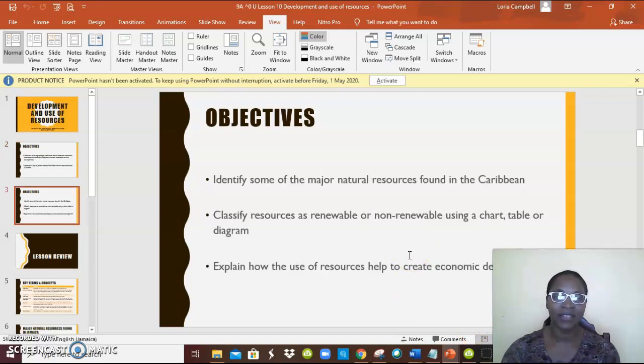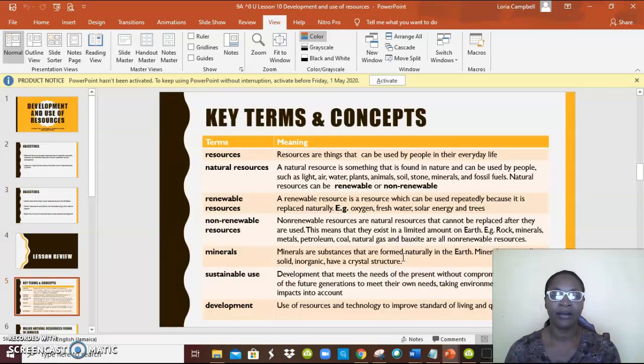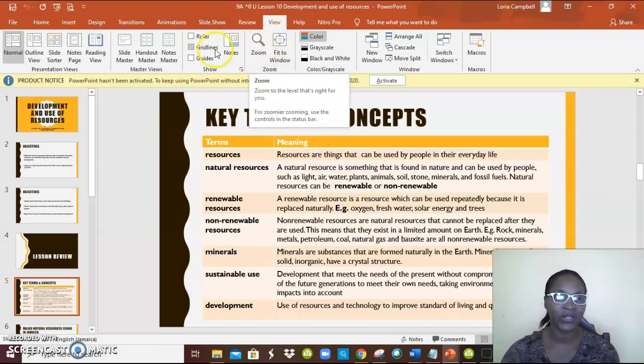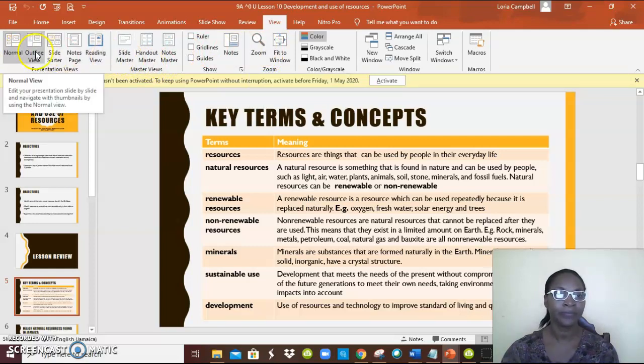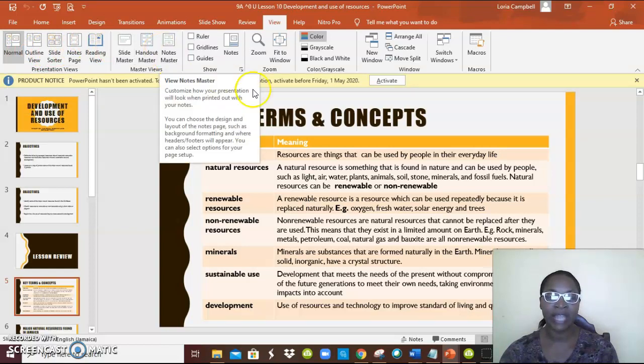We will identify some of the major natural resources found in the Caribbean as well as classify resources as whether they are renewable or non-renewable using a chart or a table or any diagram that you choose to use. And we will finally also explain how the use of resources help to create economic development. Now, here is a list of the definitions or the terms that we need to know. The terms we need to know are natural resources.